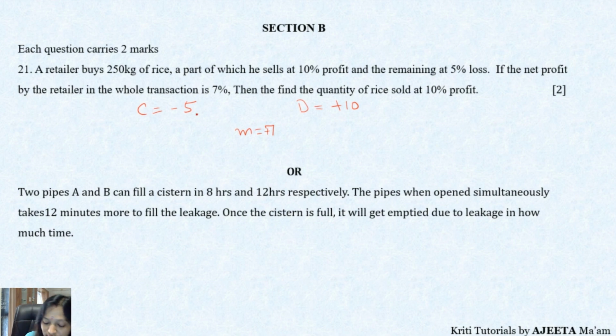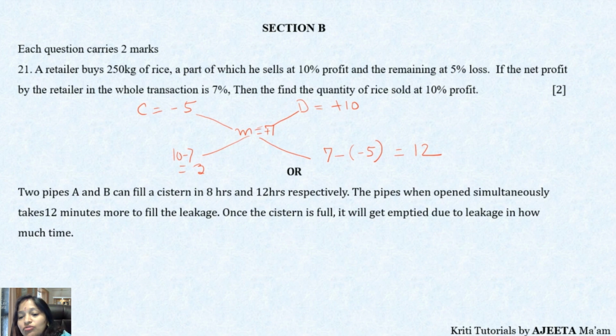Now let's apply our same formula and get the ratio. Now 10 minus 7, that will be 3. And then here, see, this is important. Now you do 7 minus the cheaper, right? So this will be like this. So it comes out to be what? 12. So what do you get now? 3 is to 12. That will be the ratio for the cheaper to the dearer.